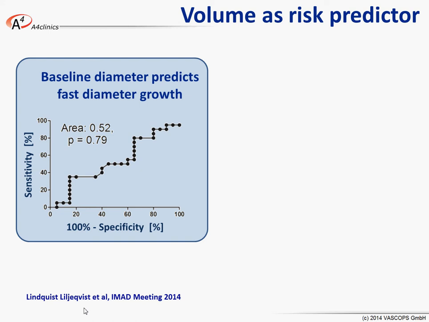The question was posed here: can the diameter tell you if an aneurysm is going to end up as a fast grower, meaning being above the median growth of the cohort of the study here? What you see here is the ROC curve is almost diagonal, and that corresponds with the information and content of flipping a coin, meaning there is no whatsoever information in the diameter measurements.